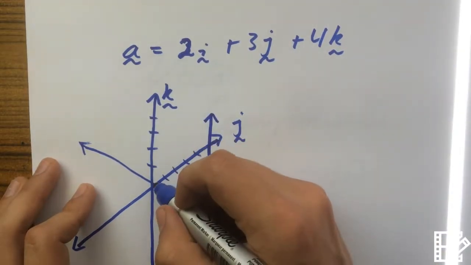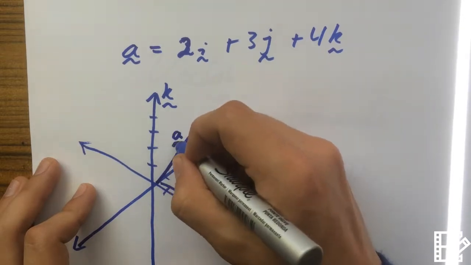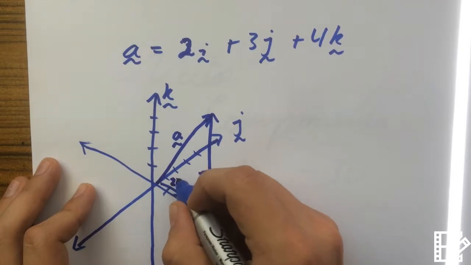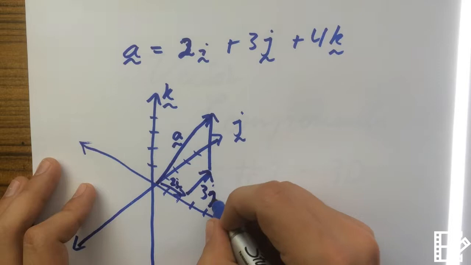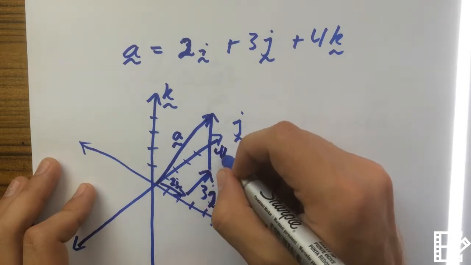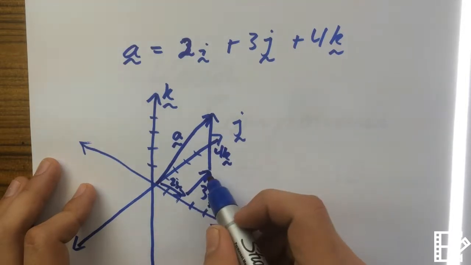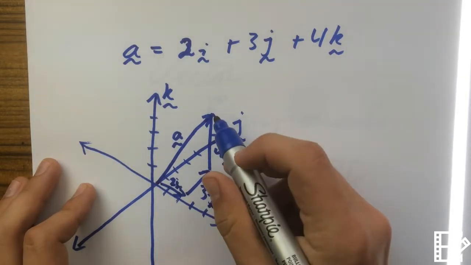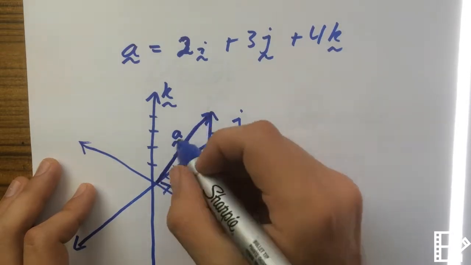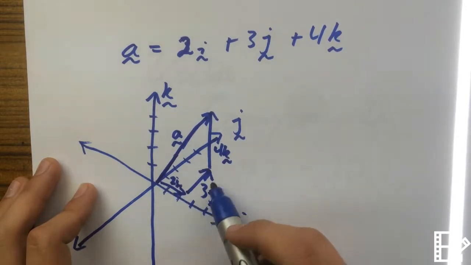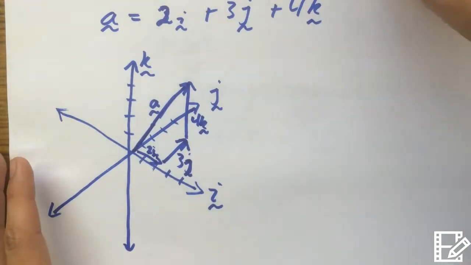And if we sum them, we get our A vector. So this is our 2i, this is our 3j, and this is our 4k. So we've gone 2i, up 3j, and then out 4k. And then we get this vector that looks something like that. And that's our A vector. These 3 components make up the A vector. Okay? That's one way of looking at it.